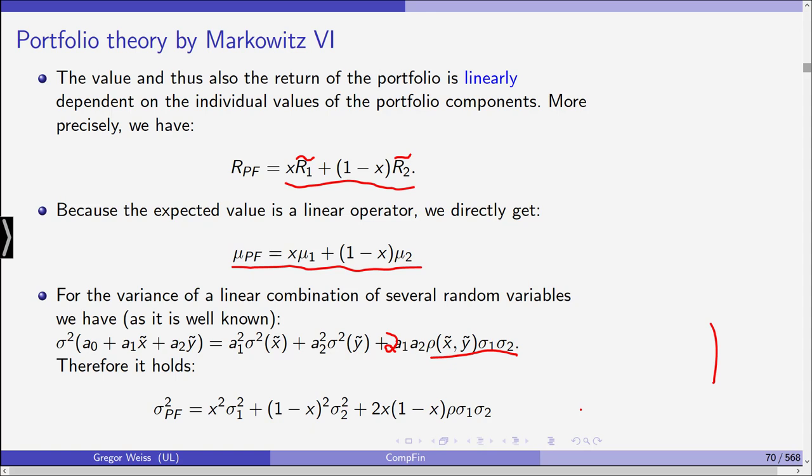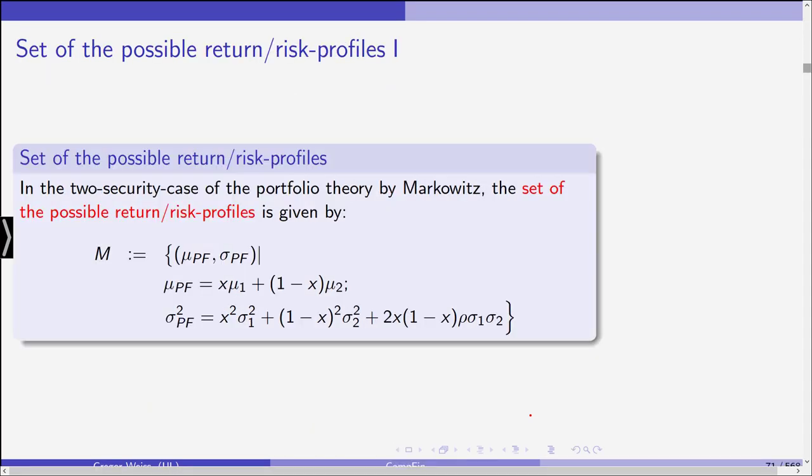And as you can see, the variance of stock 1 and stock 2 enter our equation for the portfolio return variance, but also the correlation rho. And because correlation enters the equation for the definition of the portfolio's variance, that's why we additionally need the correlation between the two stocks to assess the overall risk of the portfolio.